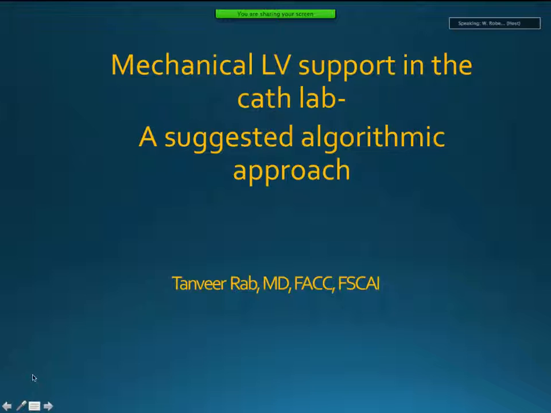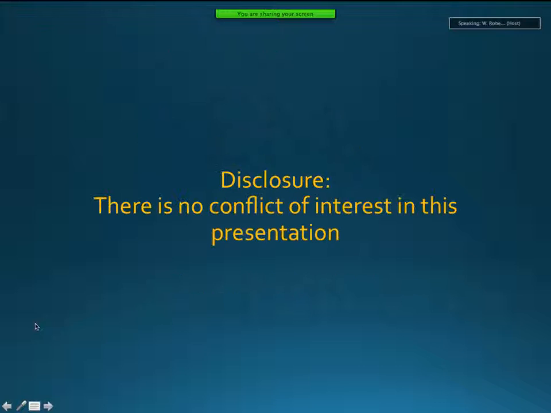Good morning. Some of you might have heard this talk at EPIC, but this is an expanded version of it. I'm going to talk to you about mechanical LV support in the Cath lab and a suggested algorithmic approach. I'm a part of a working group in the college where we're trying to define or create an algorithm for these devices. And obviously, as many cardiologists as you have in that kind of room, there's no consensus. So we have no conflict of interest in this.